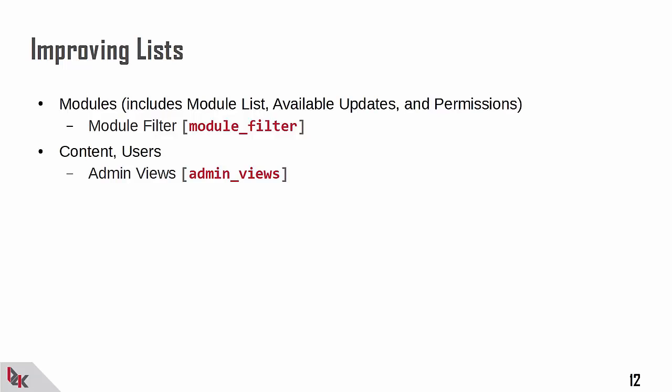Module filter and admin views. The module filter isn't just that list of modules, it also affects the available updates list, and it also affects your permissions list, which is basically just a list of modules. And the admin views, well, we'll see in a minute, but it just brings things that are hidden in your system and makes them visible, editable views.